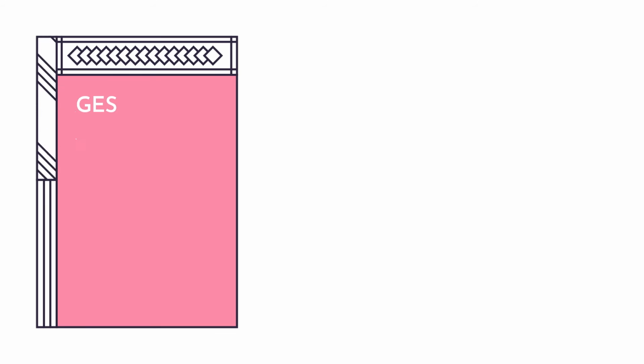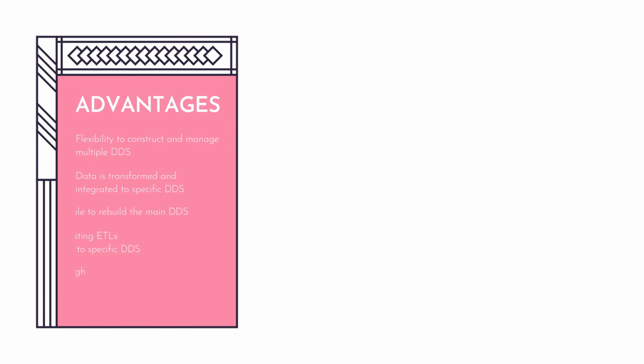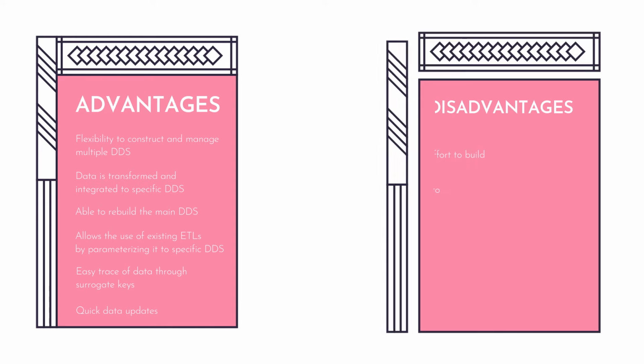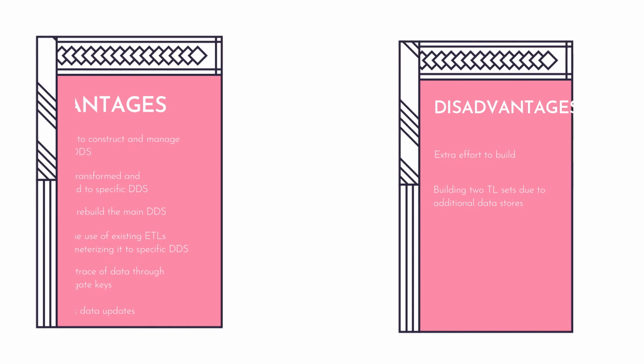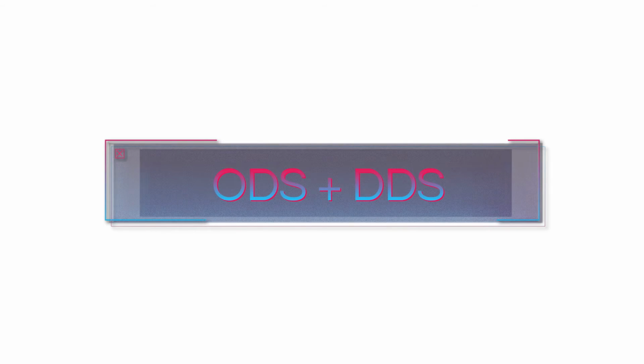Here are the advantages and disadvantages of NDS plus DDS. Advantage: flexibility to construct and manage multiple DDS. Data is transformed and integrated to specific DDS. Able to rebuild the main DDS. Allows the use of existing ETLs by parameterizing it to specific DDS. Easy trace of data through surrogate keys. Quick data updates. Disadvantage: extra effort to build. Building 2 ETL sets due to additional data stores. ODS plus DDS.